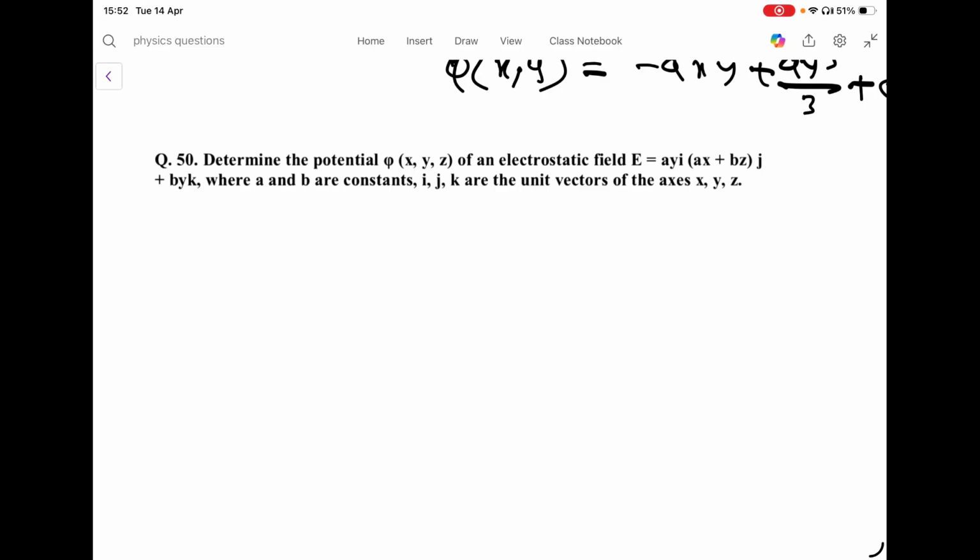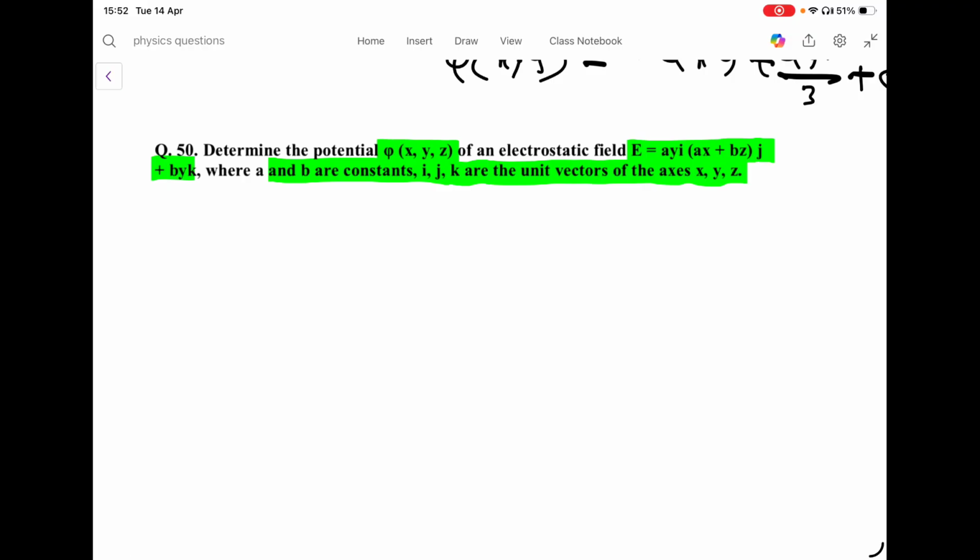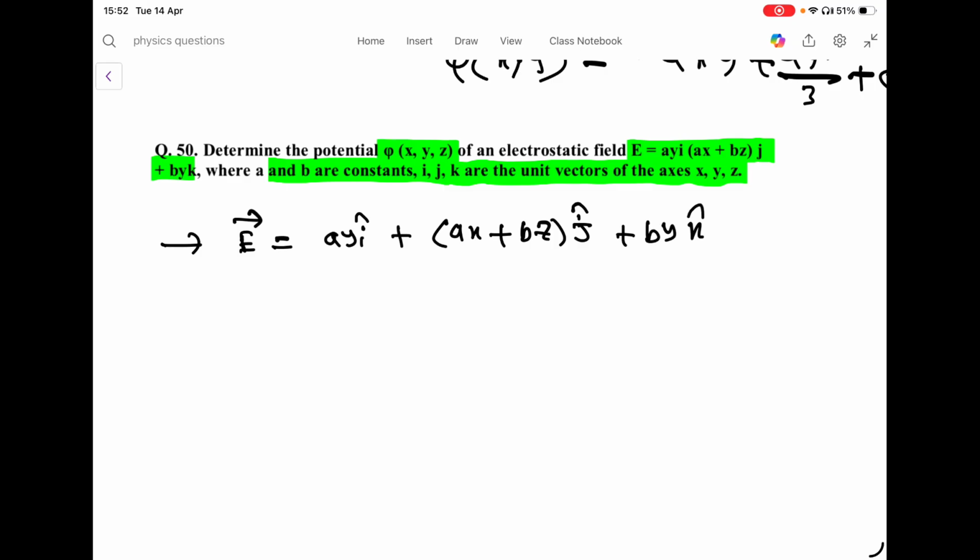And for this question, determine the potential phi of x comma y comma z of an electric field equal to this, where a and b are constants, i, j, k are the unit vectors along the x-axis, y-axis, and z-axis. And this is an easy problem, so you can solve it easily. What is the given data? E vector equal to ay i cap plus ax plus bz j cap plus by k cap, right?